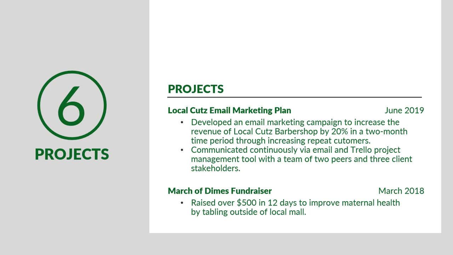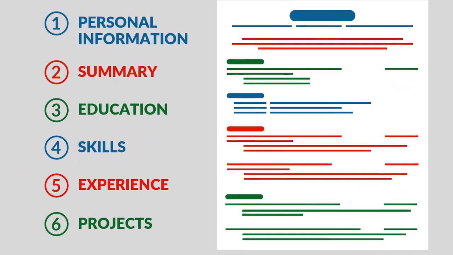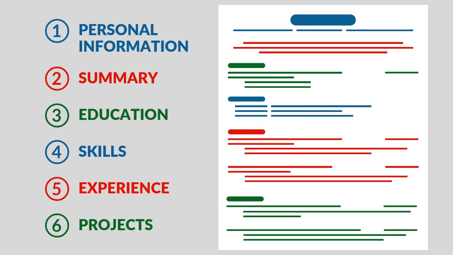Again, you'll need to specify your role, who you worked with, and the time it took place, and your bullet points can detail specific accomplishments, as well as highlight the tools you used to get the job done. Now that you know the 6 sections a resume is comprised of, you're ready to structure your own resume.